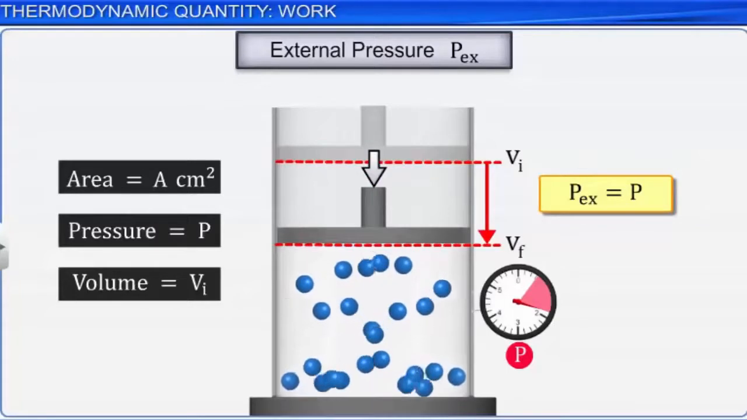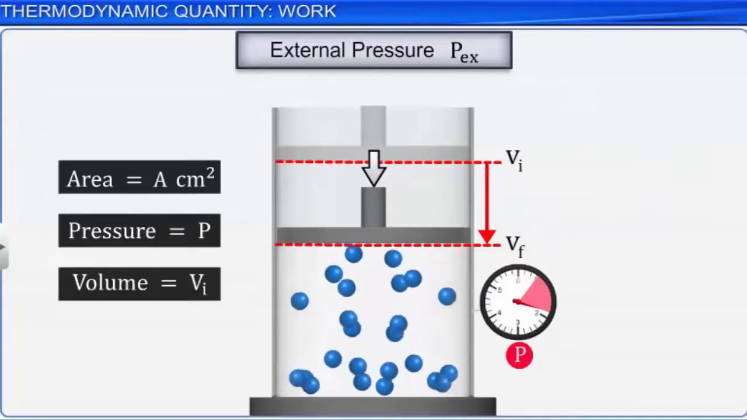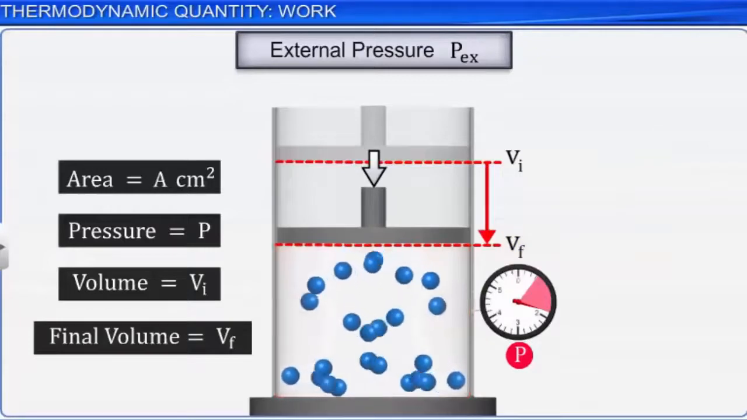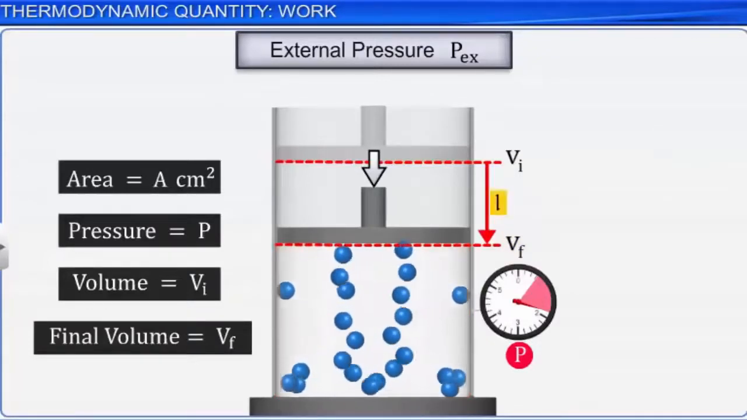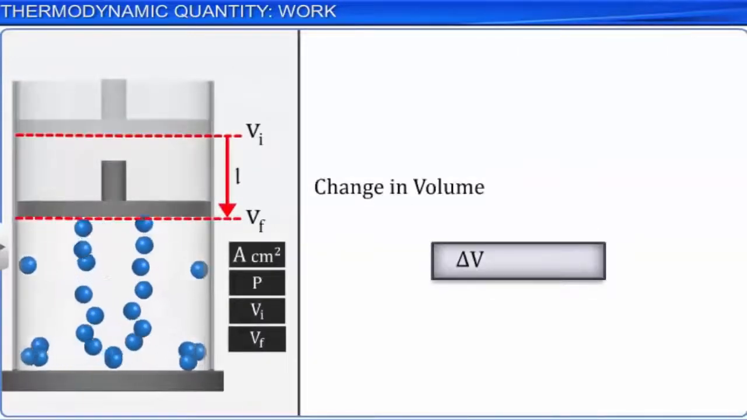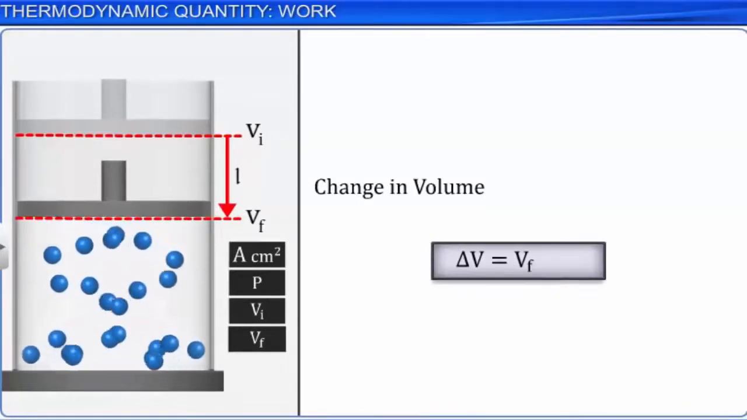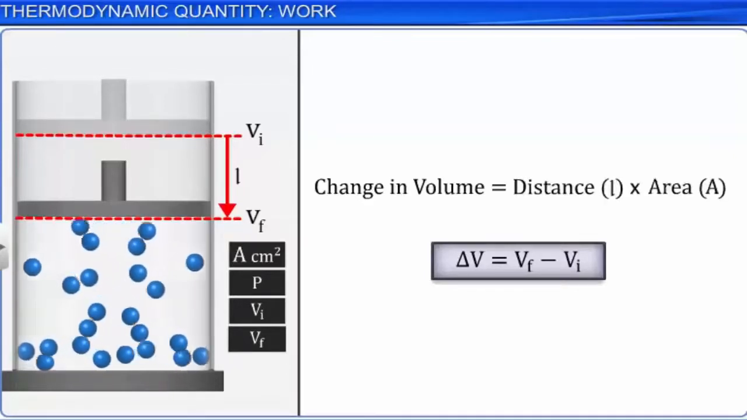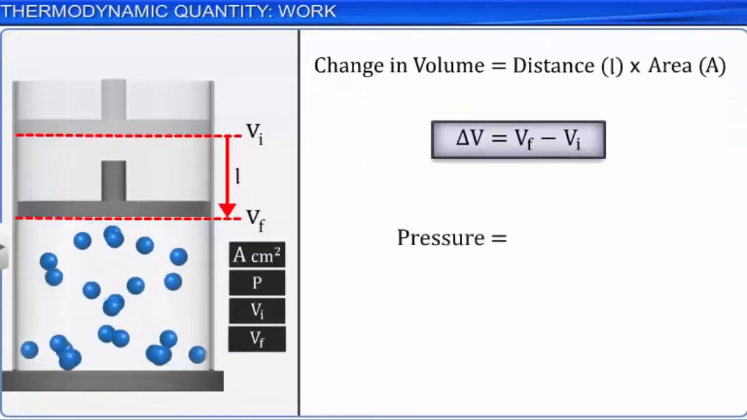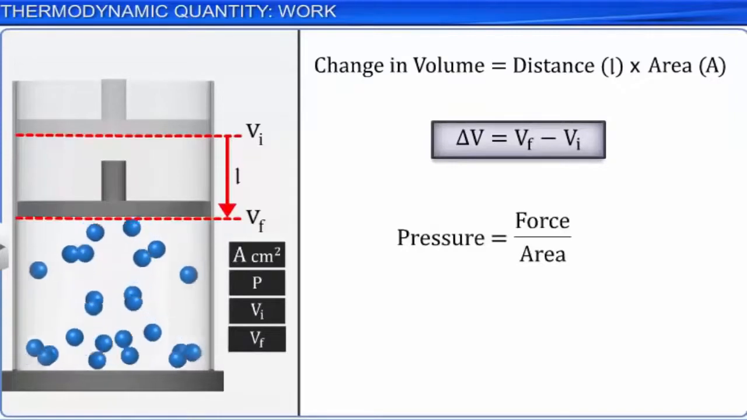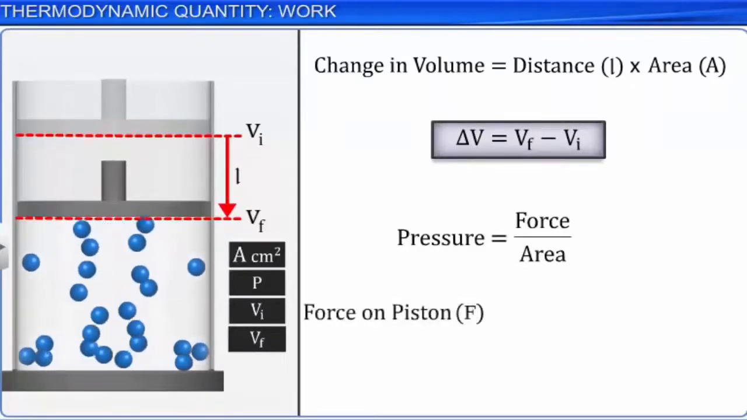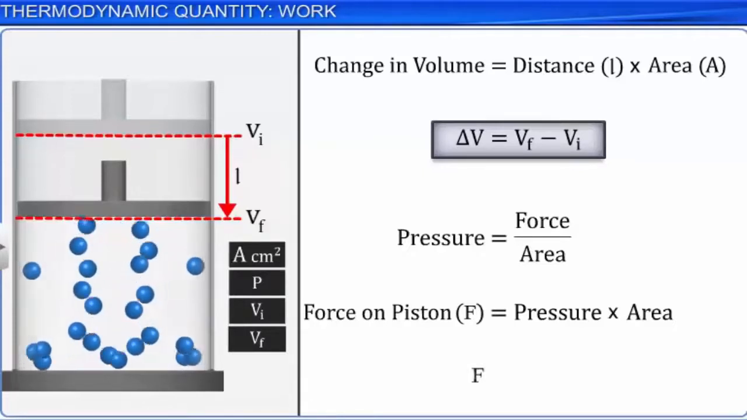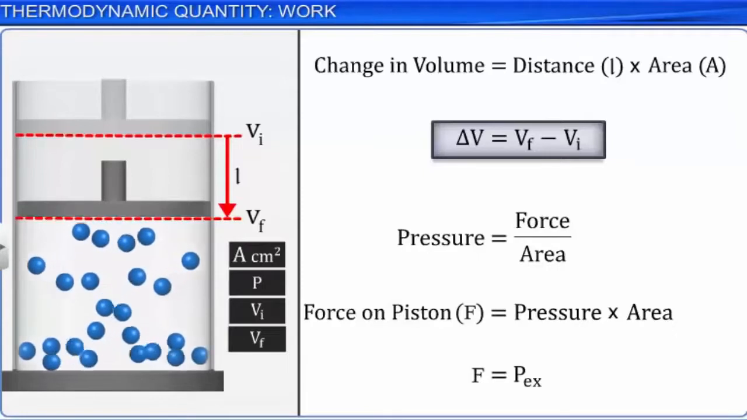Let this change be achieved in a single step. At this stage, the final volume of the system is represented by VF, and the distance that the piston is moved is represented by L. Thus, the change in the volume, that is, final volume VF minus initial volume VI, is distance L multiplied by area A. We know that pressure equals force divided by area. Hence, the applied force F on the piston equals pressure multiplied by area. That is, the applied force F equals external pressure PEX multiplied by the area of cross-section A.